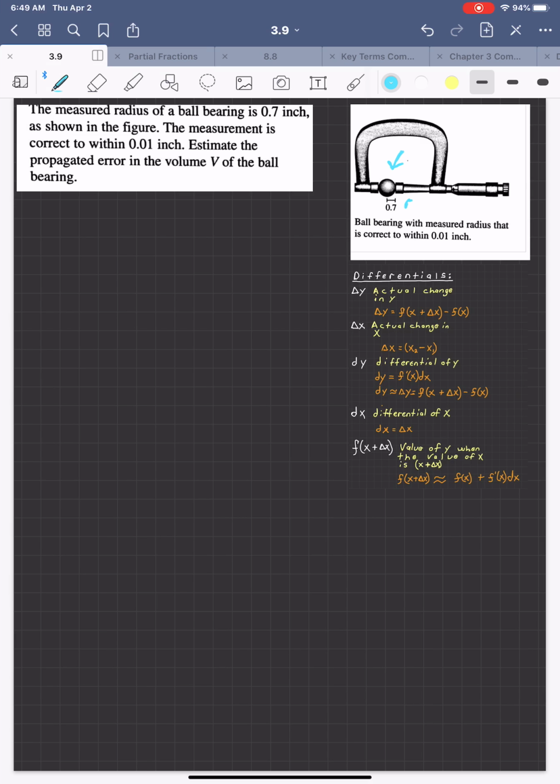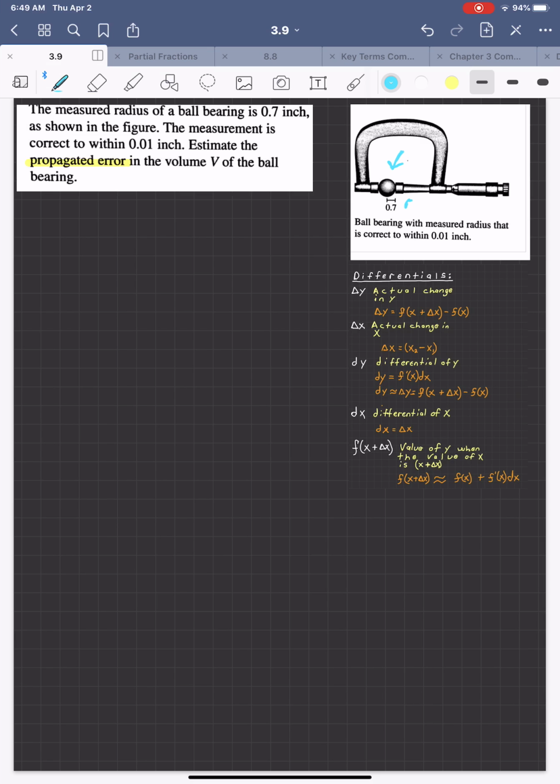Now, what we would like to do is estimate the propagated error. Let me highlight that because we've got to make sure we understand what we mean by propagated error. So we want to estimate the propagated error in the volume of the ball bearing. Okay, so let me build us up to the propagated error.